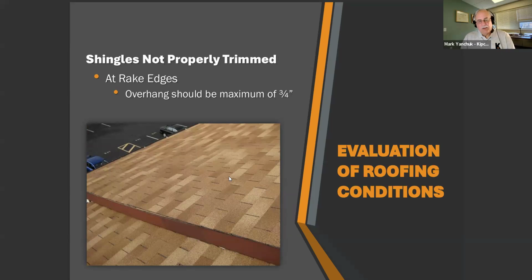Sometimes when you're doing a walk-on or even a drone inspection, you can detect certain workmanship issues, like over in this area, there's not enough overlap over the roof, the rake edge here, which can lead to water infiltration on the side.